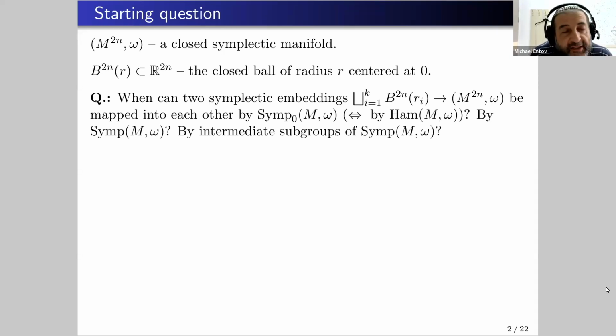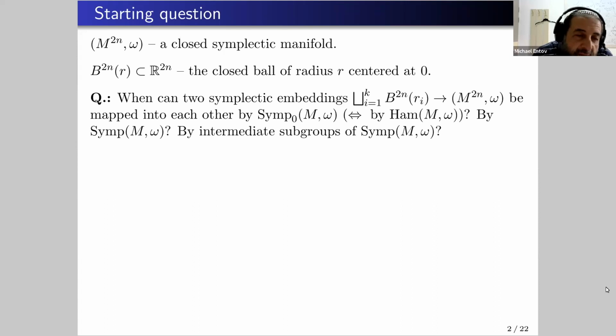These embeddings have been studied for a long time, since the early days of symplectic topology, but most of the results so far concern the existence of such embeddings, and very little is known about the topological properties of the space of such embeddings, or about the action of symplectomorphisms on the space of such embeddings, and so on. So the motivating question here is: assume that you have two symplectic embeddings of the same collection of balls.